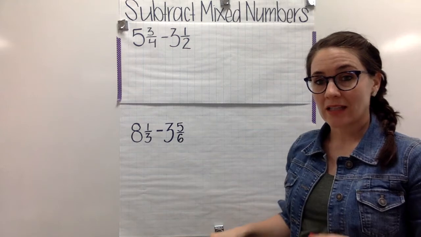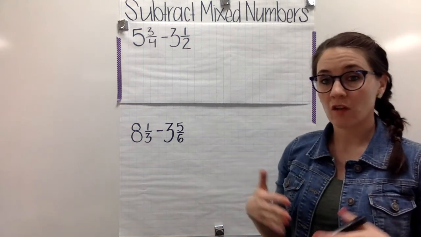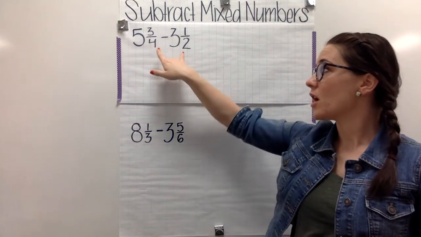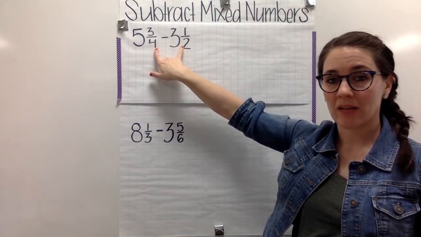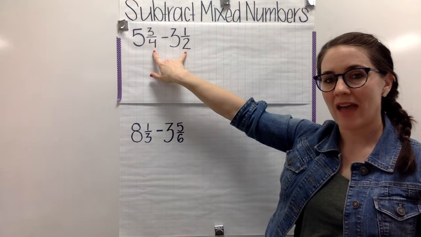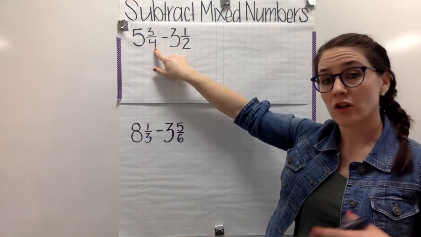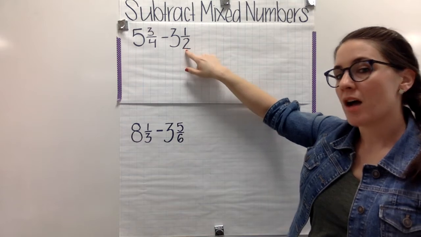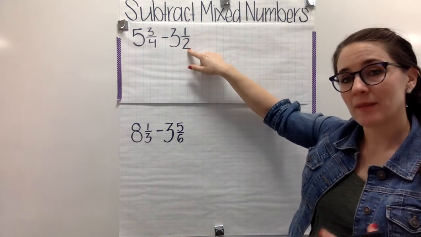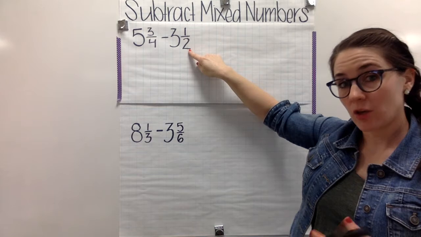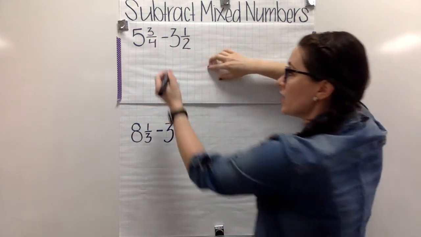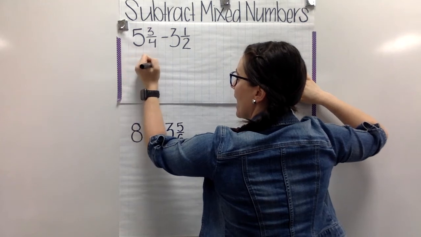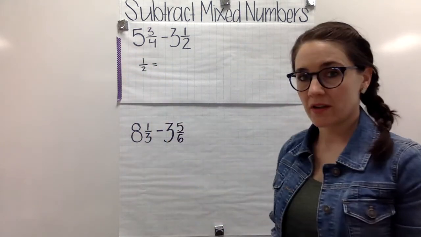So we need to find an equivalent fraction for one of them or both of them, depending on the denominators, where we have a common denominator. So I have fourths and I have halves. Well, I know that fourths are smaller pieces and halves are bigger pieces. And so that helps me to know that I'm going to find an equivalent fraction for my half. So I'm going to start with just looking at 1/2, and I want to make it into fourths.